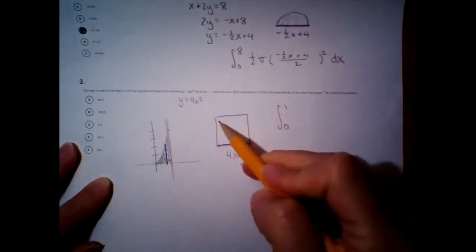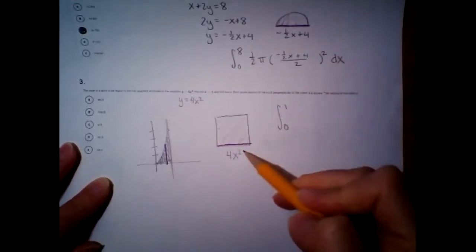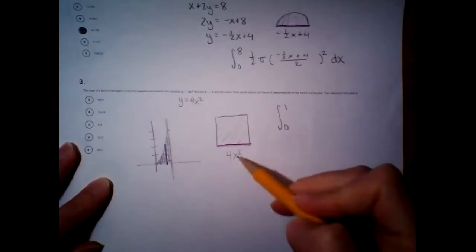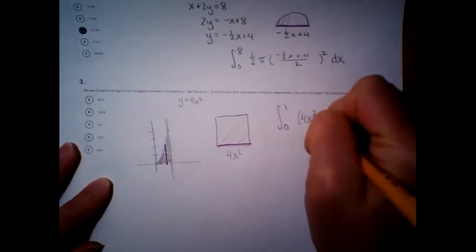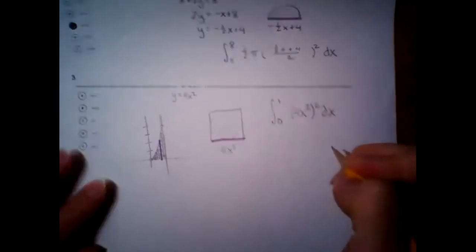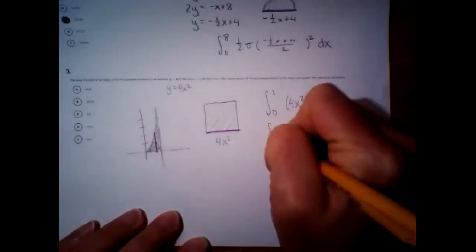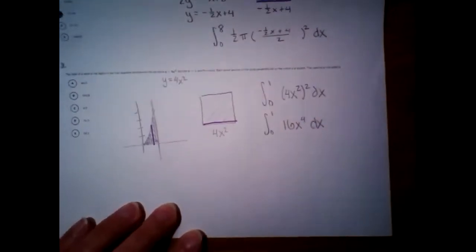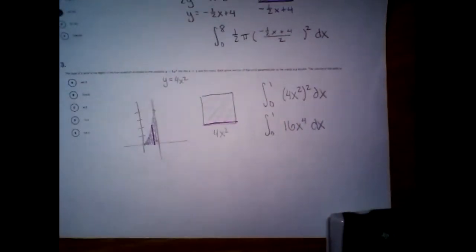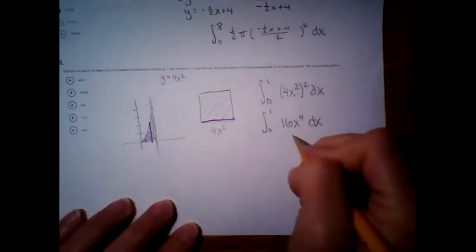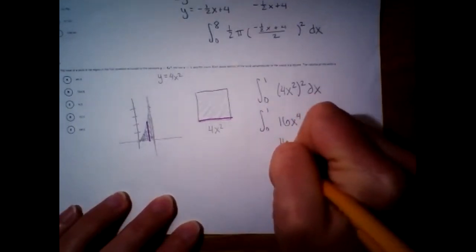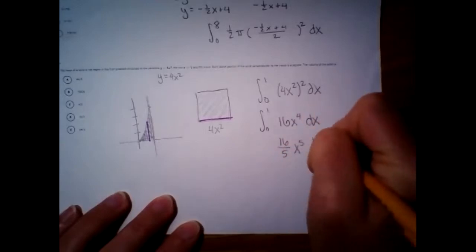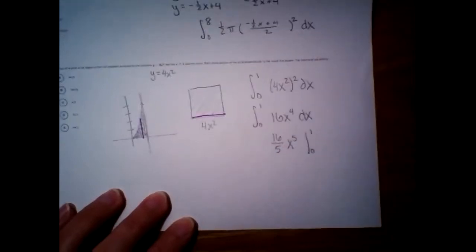And inside of there, you put the area of your shape. So it would be the area of this square. So 4x squared squared. So we're going to need to square that. That would be 16x to the 4th. And then antiderivative would be 1/5 x to the 5th, but there's a 16 there. So it'll be 16/5 x to the 5th from 0 to 1.